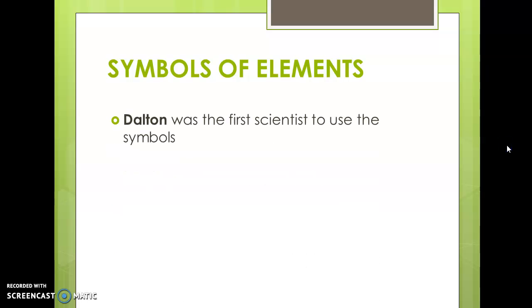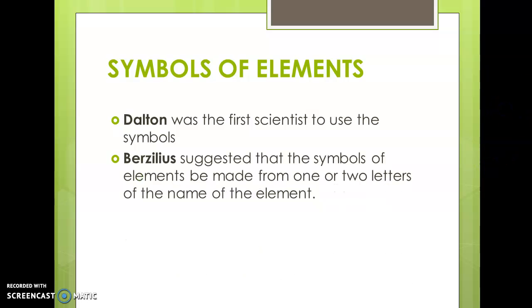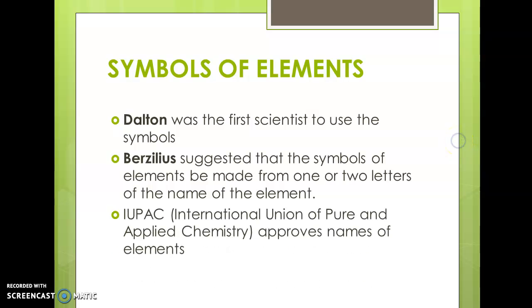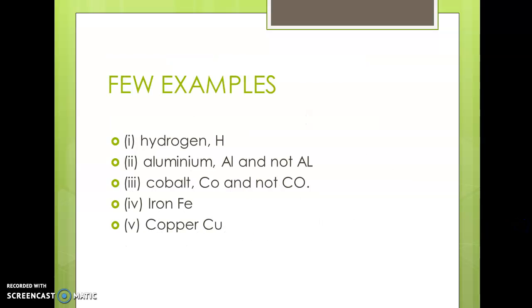So now, symbols of elements. Dalton was the first scientist to use symbols for elements because it is very difficult to write the names every time. He used a pictorial representation, but we are not using that pictorial representation. The next scientist is Berzelius. He suggested the symbols should be made up of only 1 or 2 letters that tell the name of the element. The first letter is always a capital and the second letter is always a small letter. And nowadays we have IUPAC, the International Union of Pure and Applied Chemistry, to approve the names of the elements.